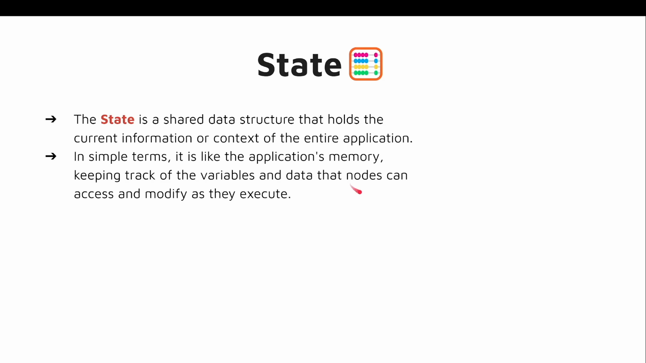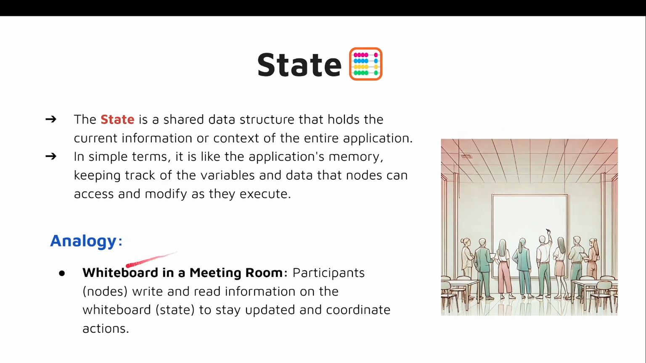Now, don't worry if you don't understand what a node is yet. That is what we will be talking about in the next slide. But as a good analogy, think of the whiteboard in a meeting room. Imagine you're in a meeting room, and there are different participants as well. And every time you come up with something new, or you want to record some new information or update some information, you write it on the whiteboard. In this case, the whiteboard acts as your state, and the participants act as the nodes. So the state shows us the updated content and information of your entire application. Hopefully that made a bit of sense.